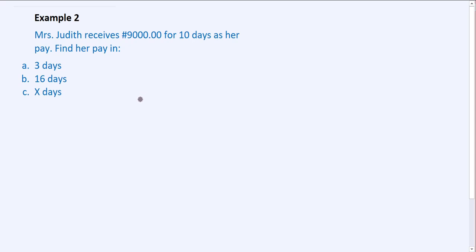So before we go ahead to solve for A, B, and C, let's figure out her pay in 1 day first. So let's say in 10 days, she's paid 9,000 naira. So for us to be able to figure out her pay in 1 day, remember the rule. The rule says we have to divide first. But then what are we going to divide? We're going to divide with the coefficient of the variable we are solving for. So the coefficient here is 10.